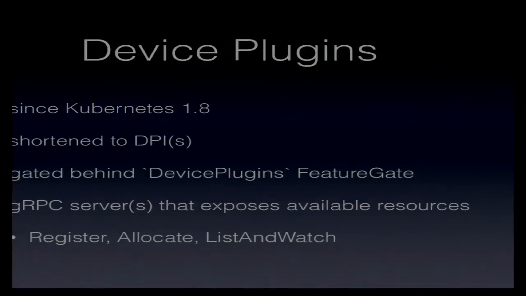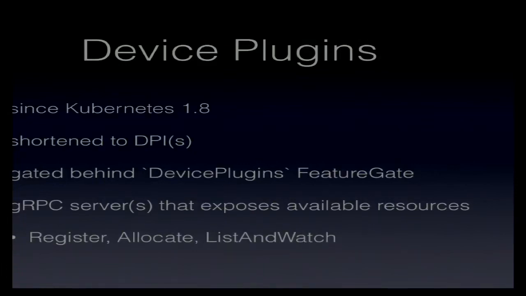There's the allocate call, which is the one that's actually called right when you're creating the container, and it needs to get a device. So this is a place where you can have some kind of setup and just make sure that the device is in the correct state, and you can then pass it to the container. And there's, of course, list and watch that is used for tracking of the resources in the device.